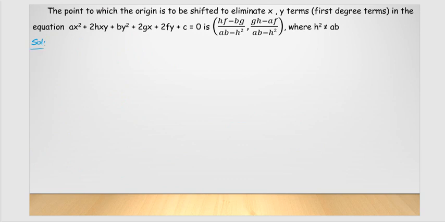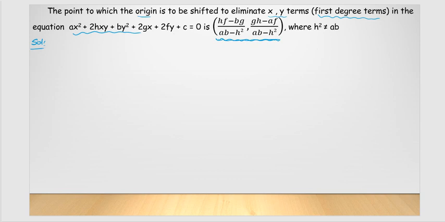This is an important result which we need to remember, right? The point to which the origin is to be shifted. We don't know the origin, right? So shifting the origin: this is the point to which the origin should be shifted such that the first degree terms of this particular equation, ax square plus 2hxy plus by square plus 2gx plus 2fy plus c is equal to 0, are eliminated. This is a non-homogeneous second degree equation.